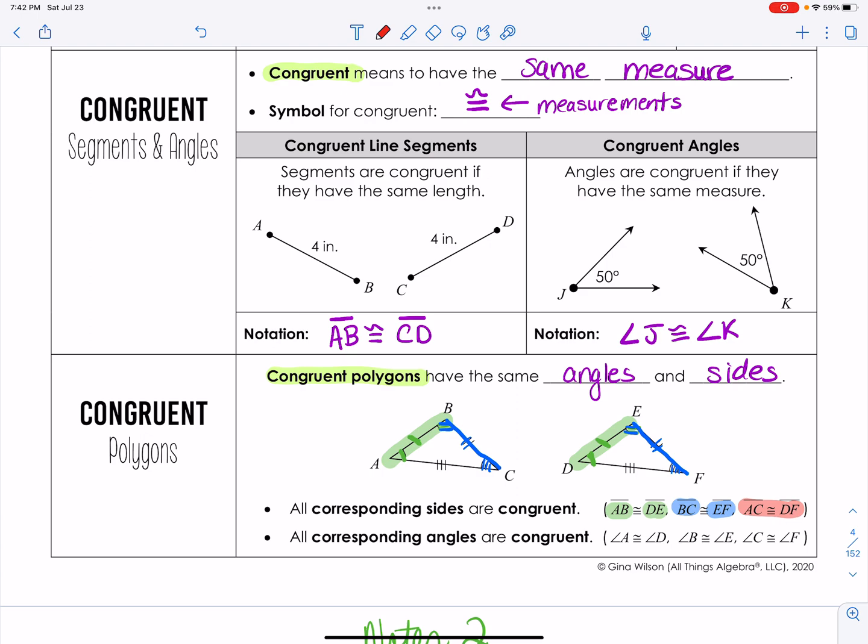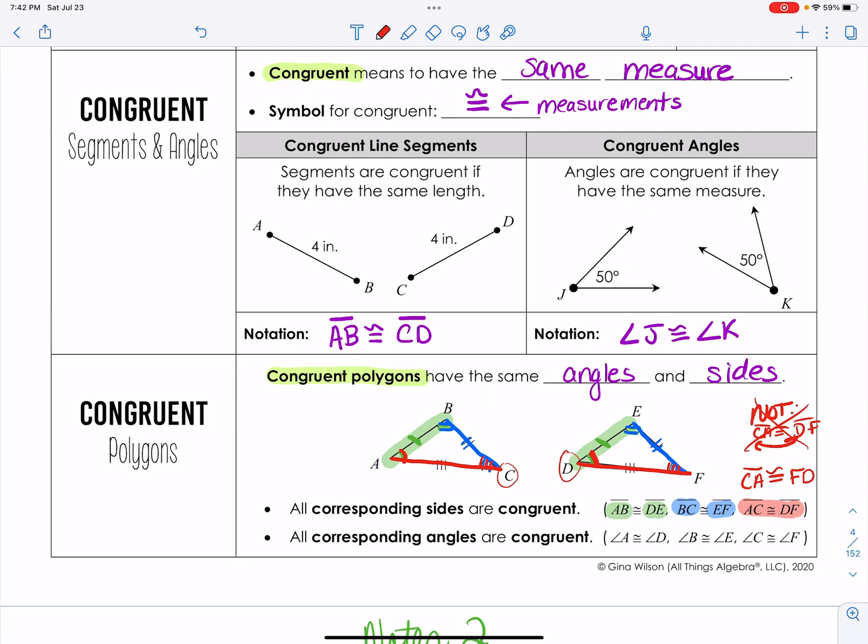So AC is congruent to DF. And I have to put it in that order. I need the A and the D to be first, and the C and the F have to be in the same position. So I could also say CA is congruent to FD, but I could not say CA is congruent to DF because C and D are not the same angle. Okay, so you can't do that. So you have to make sure they're in the right order.